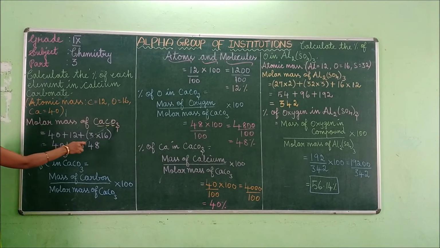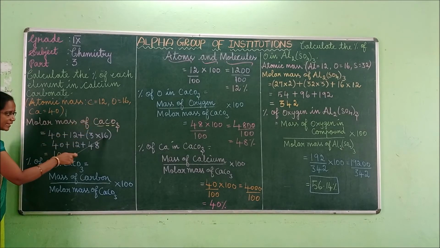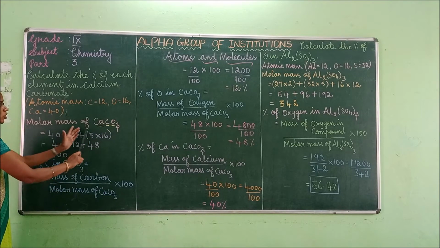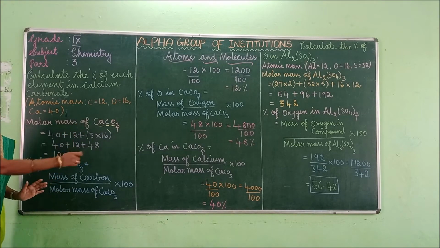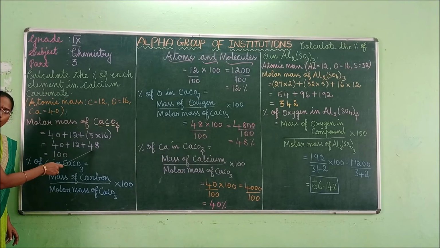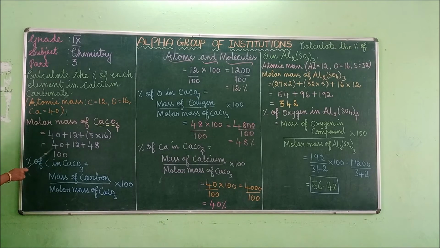Molar mass of calcium carbonate is equal to calcium atomic mass, which is 40, plus carbon atomic mass, which is 12, plus oxygen atomic mass, which is 16. At the same time, 3 oxygen atoms are present. So inside the bracket you put 3 into 16. This step is over. Next step, put 40 plus 12 plus 3 into 16, which is 48. If you add this, you will get 100.